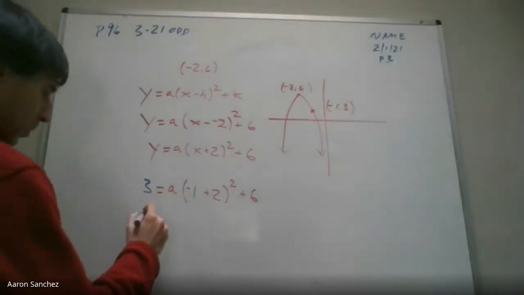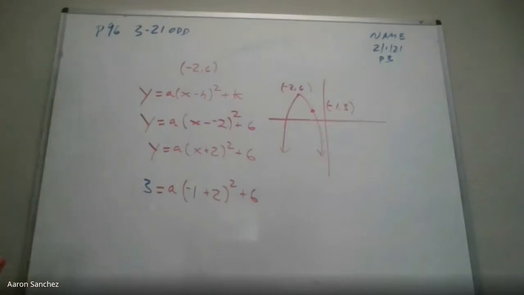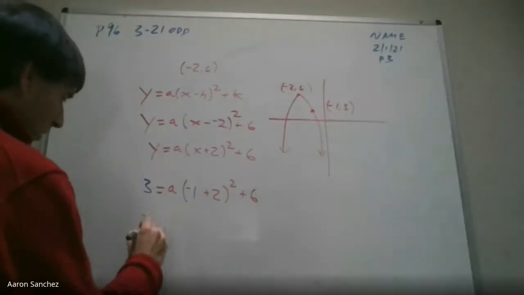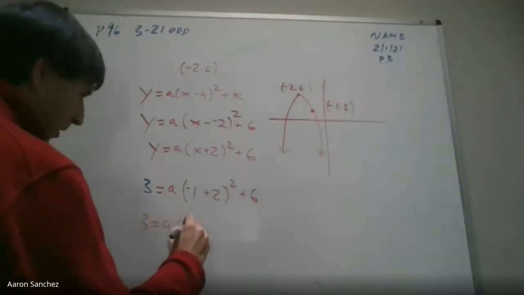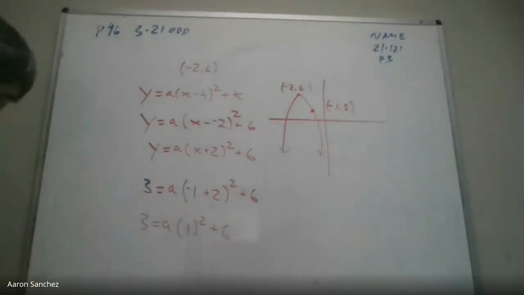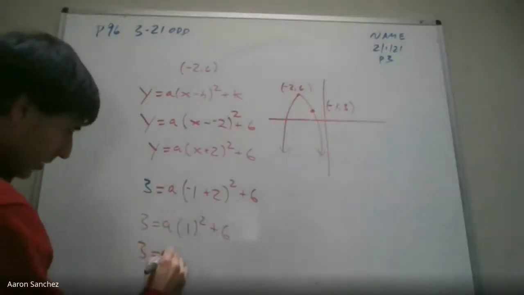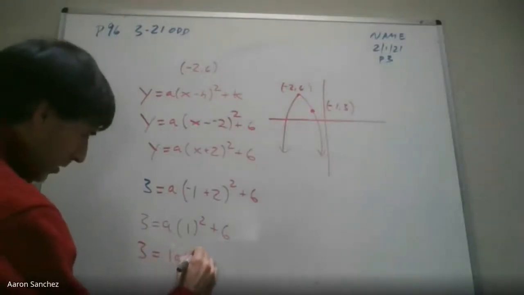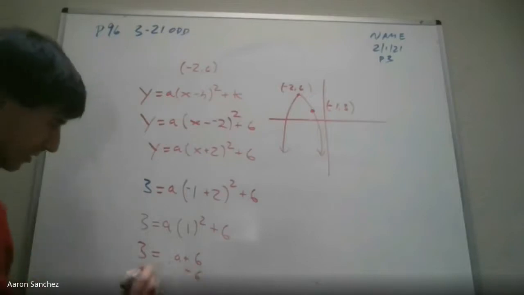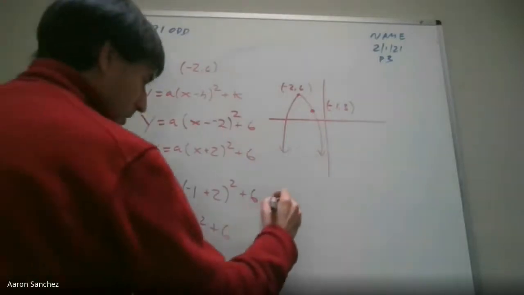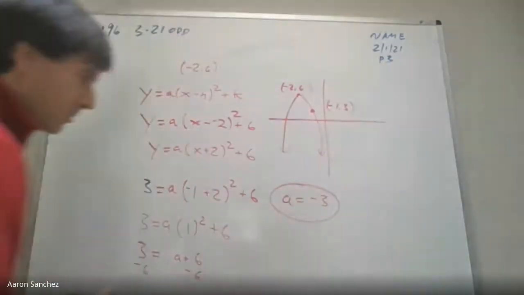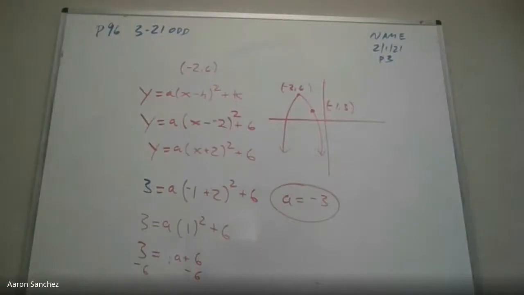Negative 2 plus 1. So we'll say here 3 equals A times 1 squared plus 6, right? Negative 2 plus 1 is 1. 1 squared is 1. And then you don't need the 1 there. And then I just take away 6. Can you guys see that? I'll write it over here. A equals 3 minus 6, negative 3. There's my A. So I solve for that.